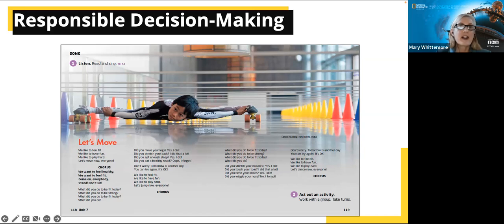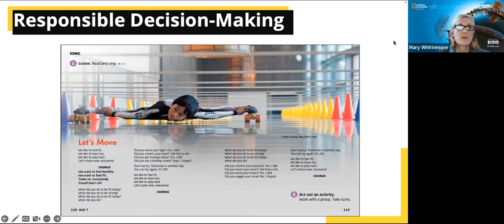The next and final area we'll look at is responsible decision making. It's important to teach responsible decision making to students of all ages. And to do this, it's helpful to use topics that get students thinking about their own personal choices. Topics such as food, routines, friendship, and physical fitness are all examples of topics that lend themselves to this quite naturally. And here we have an example from Our World 2nd edition, which is a primary program.